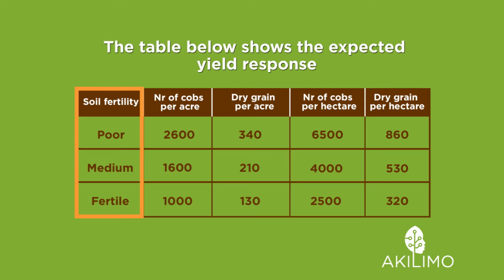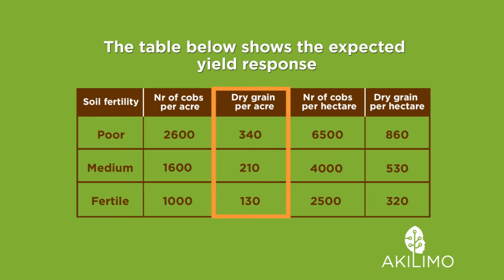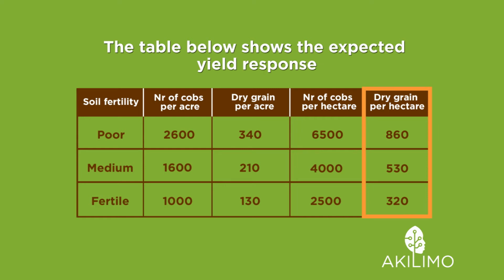Under soil fertility, we have poor, medium, fertile. Under number of cobs per acre, we have 2,600, 1,600, and 1,000. Under dry grain per acre, we have 340, 210, 130. Under number of cobs per hectare, we have 6,500, 4,000, 2,500. Under dry grain per hectare, we have 860, 530, 320.